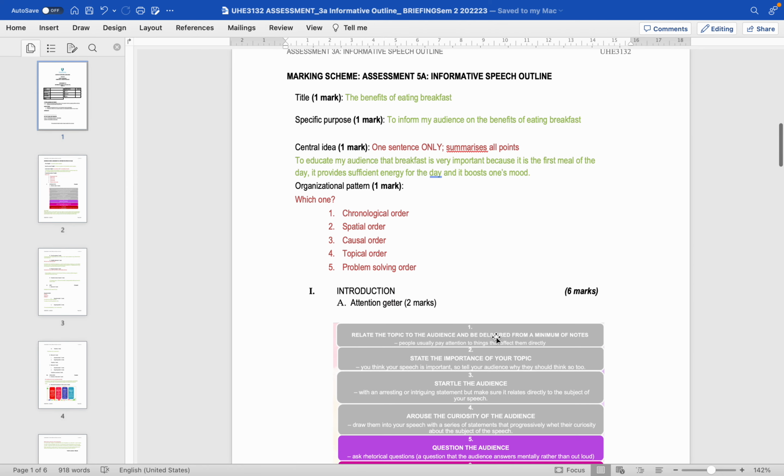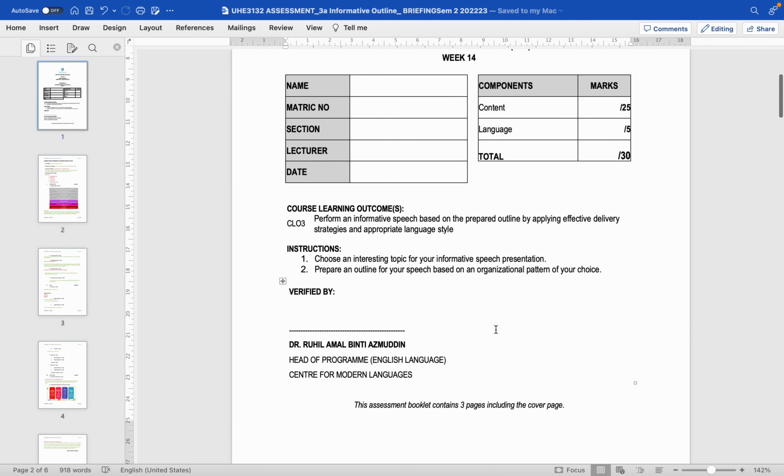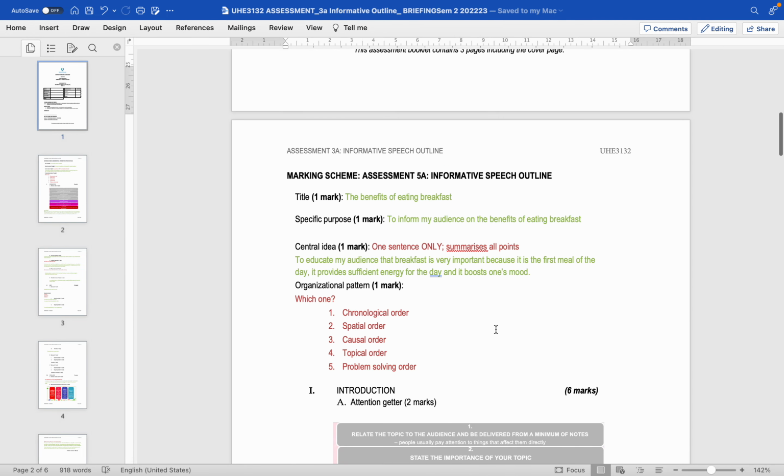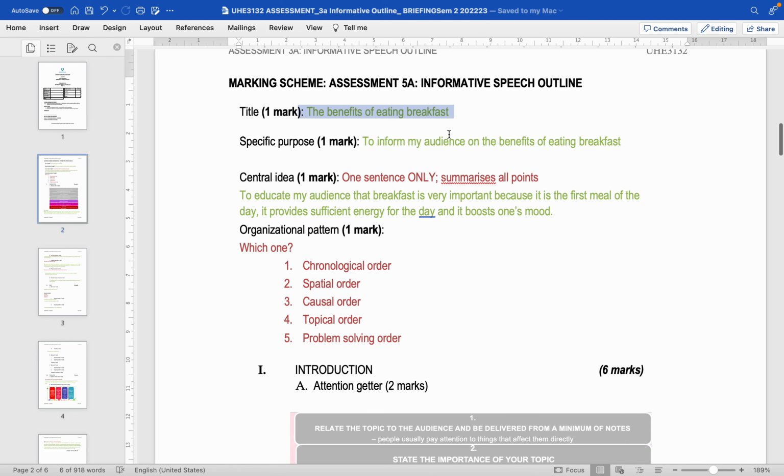Okay, so let's talk one by one how and what to do in each one of this outline. So let's start with the title. Some of you guys forgot to put the title in your previous outline in your persuasive speech, so please do not forget to put the title here. So this is an example, the benefits of eating breakfast. That could be the title for your informative speech later.